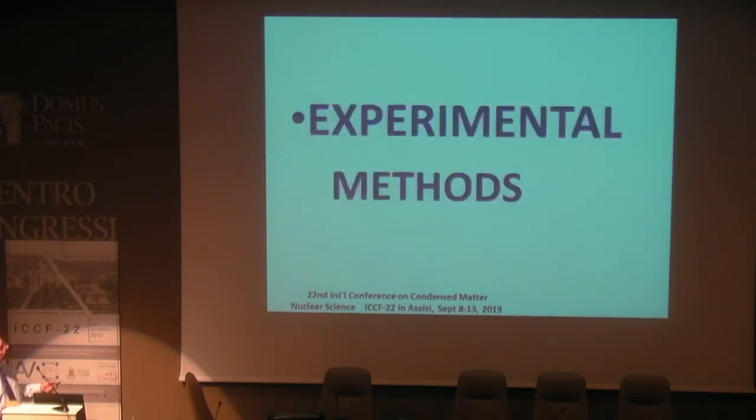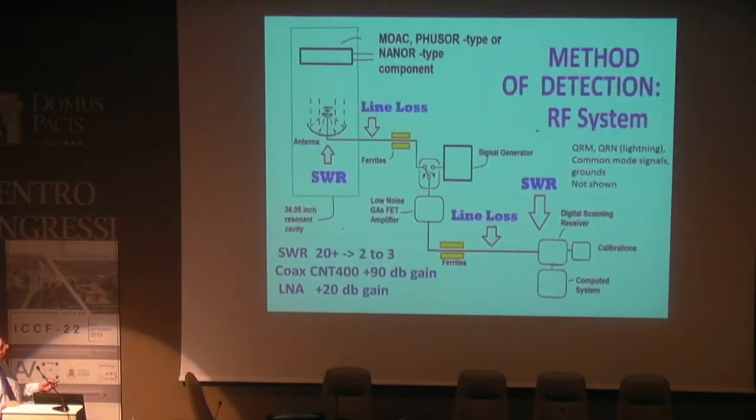Okay, now let's get to the methods. So we take our component and we put it in a Fabry-Perot structure, although some of the ones I'll show you were before we got the Fabry-Perot box. We need an antenna, we need a transmission line, you've got to have an amplifier here, and finally you put it into a software-defined radio. These are available now for under $200. Send it to your computer system.